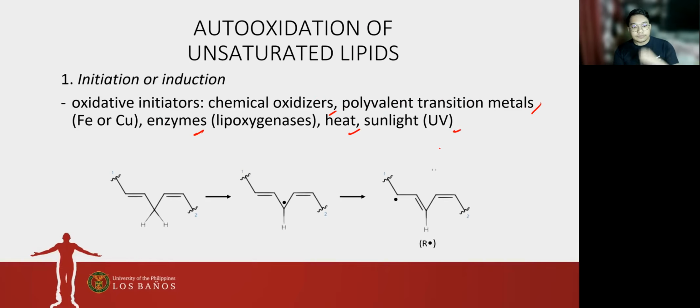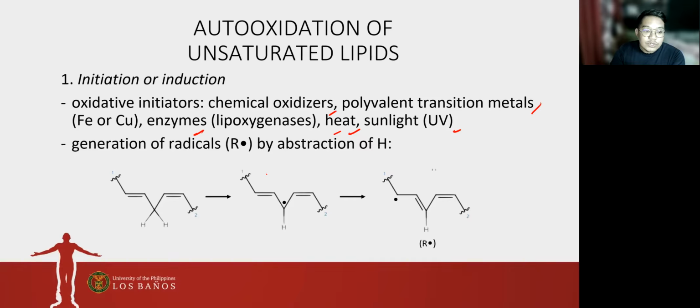sunlight. That's why meron tayong mga notice or reminders dun sa mga labels ng ating cooking oil na before use, dapat kinikip natin siya sa mga cabinets na hindi exposed sa light or sa mga room temperature lang, meaning hindi exposed din sa matinding init because these heat, sunlight are oxidative initiators, meaning dito nagsisimula yung production natin ng peroxides.